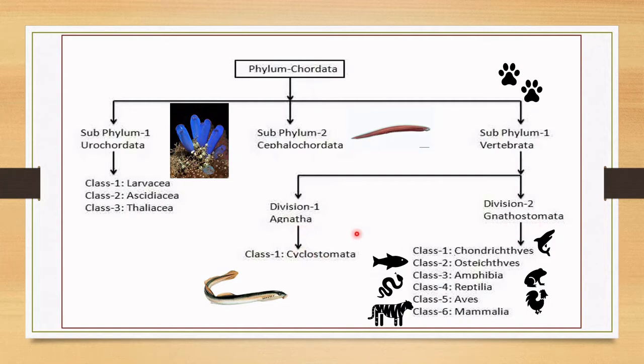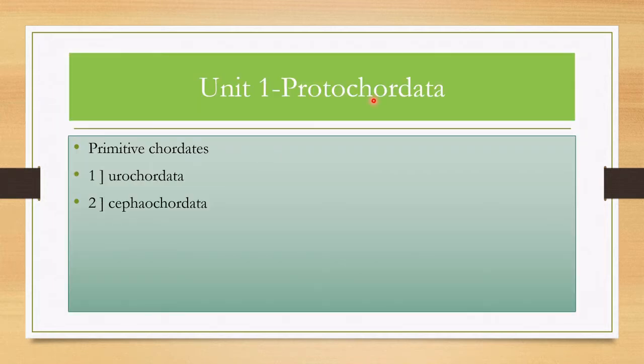This is jawless animals. So under superclass Gnathostomata, there are 6 classes: Chondrichthyes, Osteichthyes, Amphibia, Reptilia, Aves, and Mammals. So 6 classes are there. So this is the classification of phylum Chordata, and Urochordata and Cephalochordata are commonly called Protochordata, because of their primitive character.